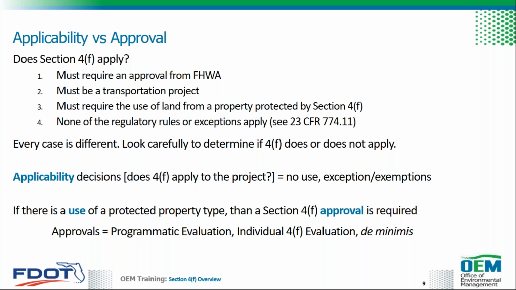So when we're making decisions on applicability, we're asking if 4F applies to the project. So those results are going to be either no use, or we can pursue one of the exemptions or exceptions, and Roy's going to talk about that a little bit later. If there is a use of a protected property type, then a Section 4F approval is required. And those approvals are either programmatic evaluations, like for historic bridges, an individual 4F evaluation, or a de minimis approval.